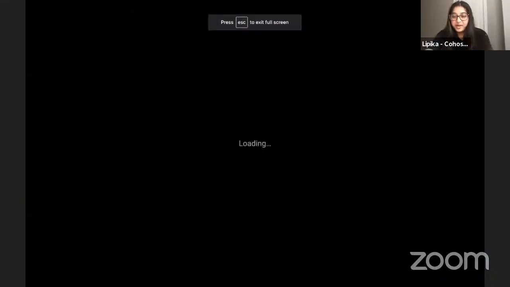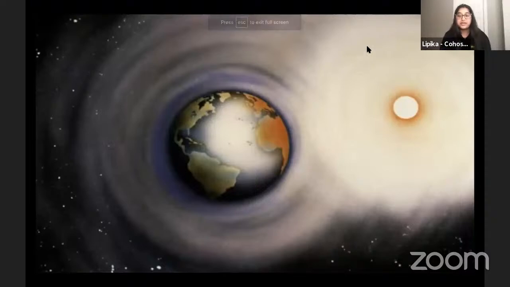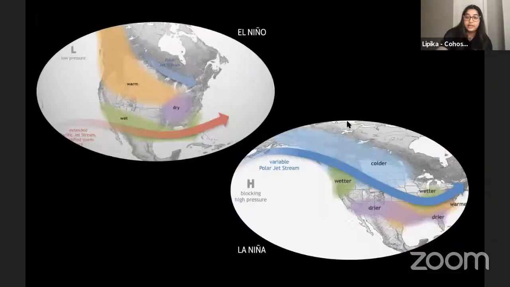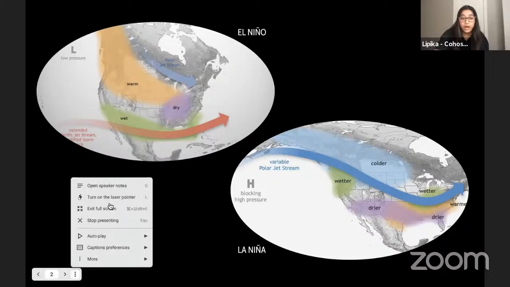Okay, so the study I'll be talking about shows a correlation between the solar cycles and weather on Earth. Specifically, the end of the solar cycle has a correlation with the beginning of weather on Earth called La Niña and El Niño. So what are La Niña and El Niño? They are climate patterns in the Pacific Ocean that can affect weather worldwide.